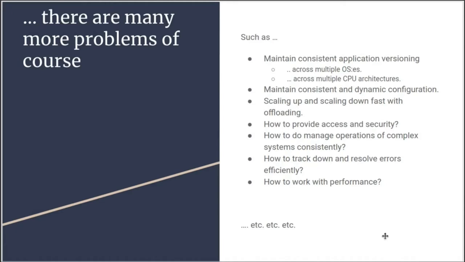Consistent dynamic configuration, scaling up and scaling down. How do you do that with your offloading? What's the principle around that? How do we provide access and security to these systems? Because sometimes we perform simulation on things that are really cutting edge from a research and development point of view, and in other industries it might be medical information or even information tied to GDPR, which is a privacy legislation within the European Union, etc.